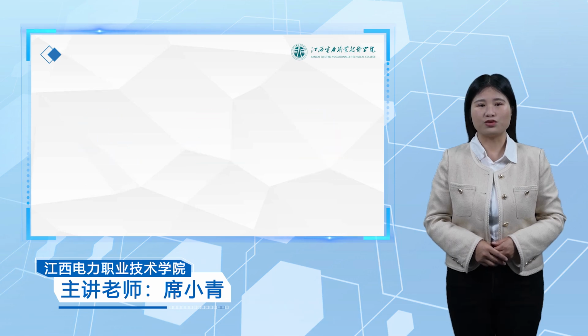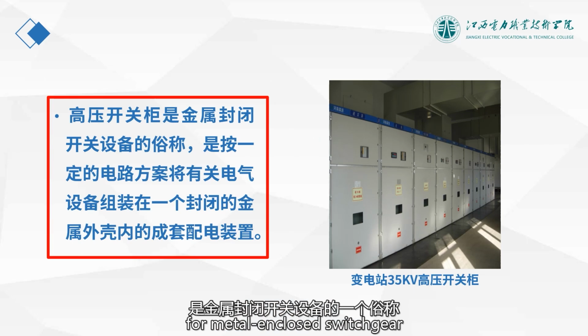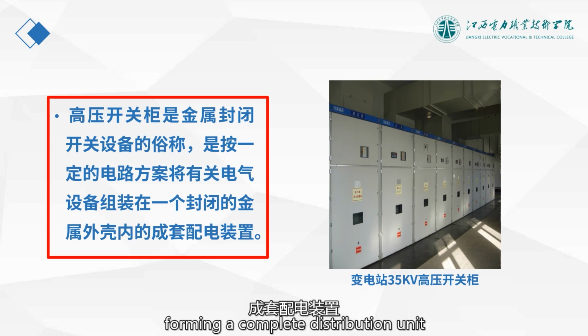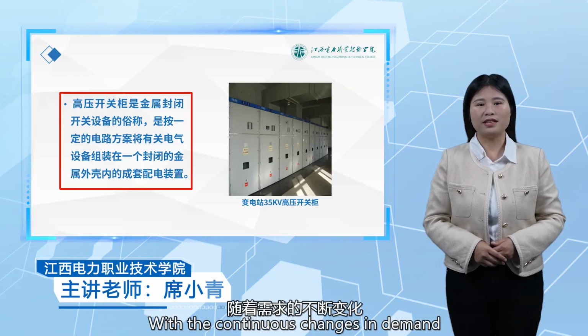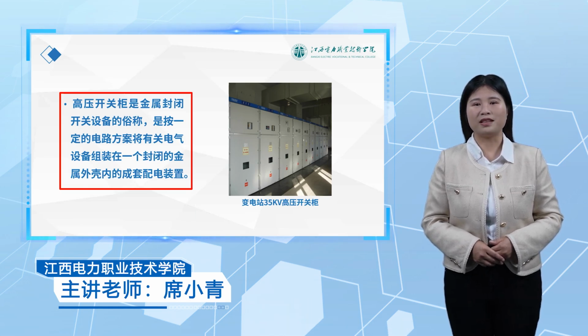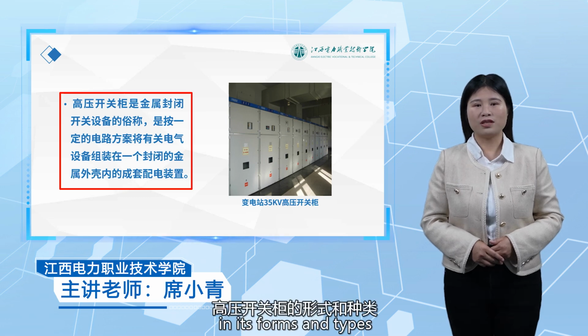switchgear. High voltage switchgear is a general term for metal enclosed switchgear. It is actually according to certain circuit schemes. It assembles related electrical equipment into a closed metal housing, forming a complete distribution unit. With the continuous change in demand and the continuous development and improvement of technology, high voltage switchgear has become more diverse in its forms and types.